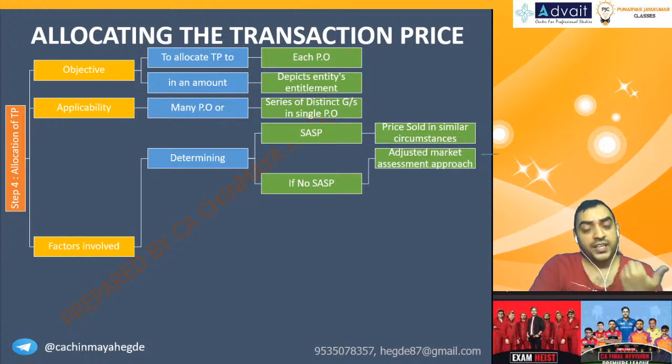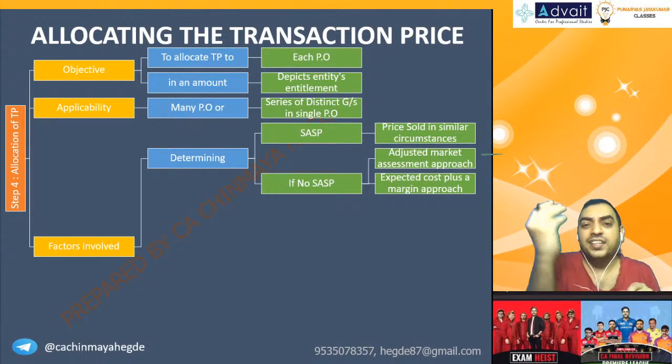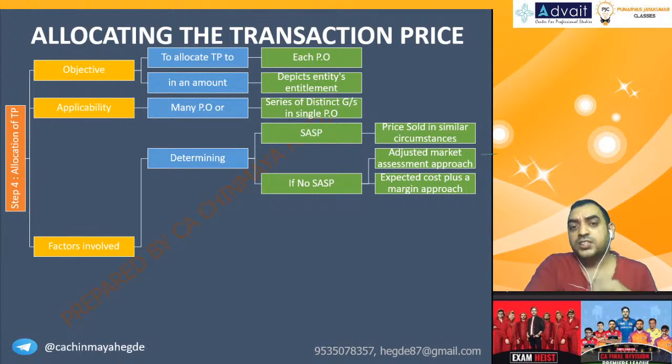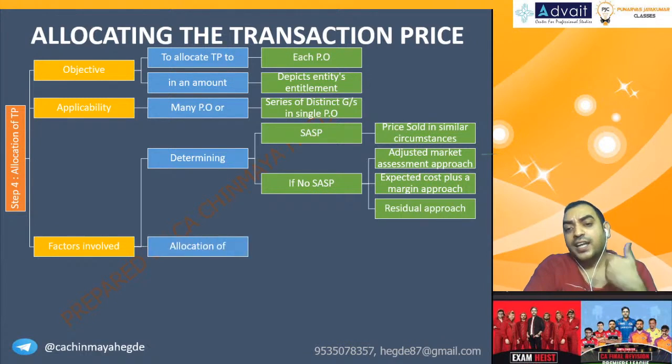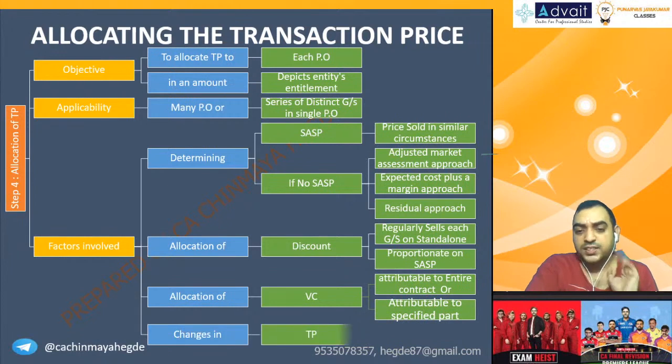If standalone selling price is not available, adjusted market assessment approach, meaning the same product is not available, so take a similar product and do some adjustments, that is adjusted market. Expected cost plus margin, that is your costing method. You don't know the selling price, no problem, try to ascertain what would be the cost of the product at a reasonable profit margin, that will become a substitute for standalone selling price, or as a balancing figure you can compute. I'll show you a problem how to do it. It may be discount or any other variable consideration that is also allocated.